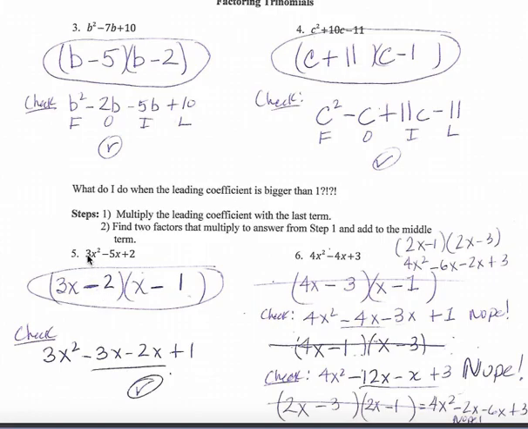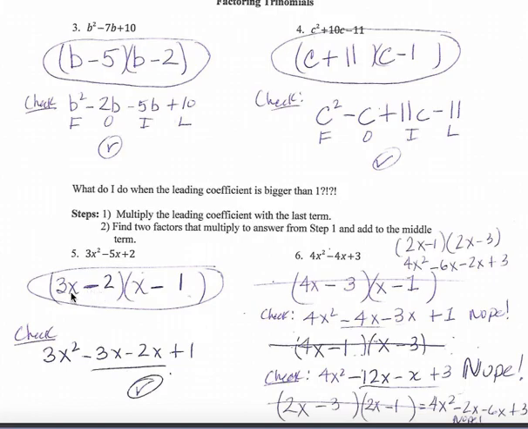To get 3x squared as my leading term, I'm going to have 3x and x. It's a prime number. There's no other way to do it. 3x times x will give you the 3x squared. I looked for the sign of my constant term. It's positive, so I know I'm going to have either 3x minus something and x minus something, or 3x plus something and x plus something. They're going to have the same sign.